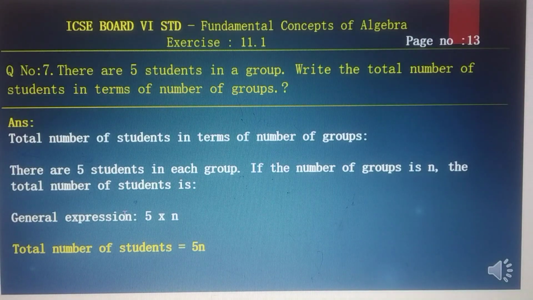And the same way, question number 7. There are 5 students in a group. Write the total number of students in terms of the number of groups. There are 5 students in each group. If the number of groups is n, the total number of students is the general expression 5 into n. The number of students is 5n.